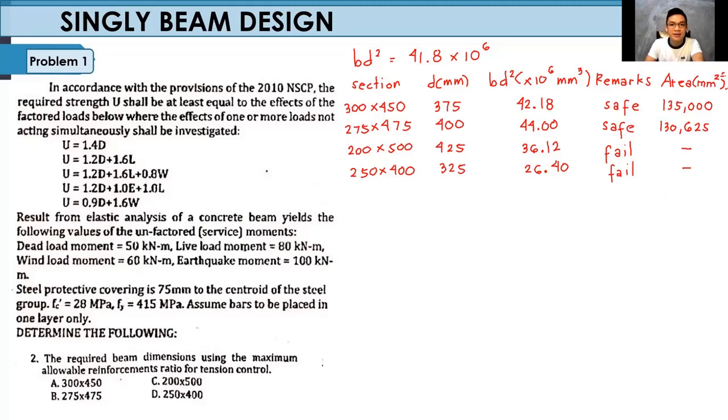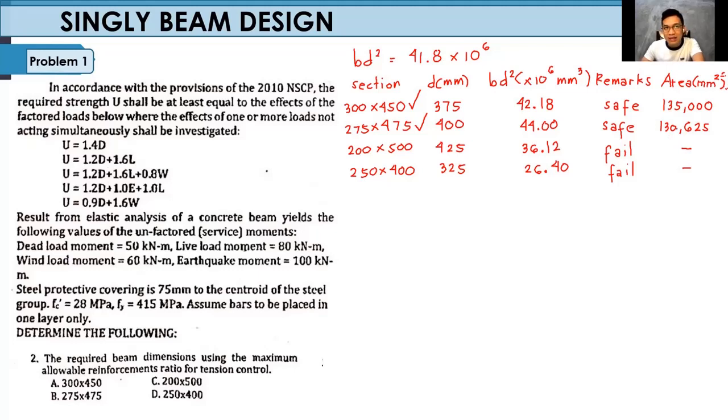So therefore, tingnan natin yung realization. Pwede natin gamitin yung 300 by 450. Pwede din si 275 by 475. So therefore, ano yung pipiliin natin? So, next thing that we need to check is the area. Diba? 135,000 millimeters square. Ang isa is 130,625. So, clearly, mas maliit yung area ng ating letter B, which is economical.